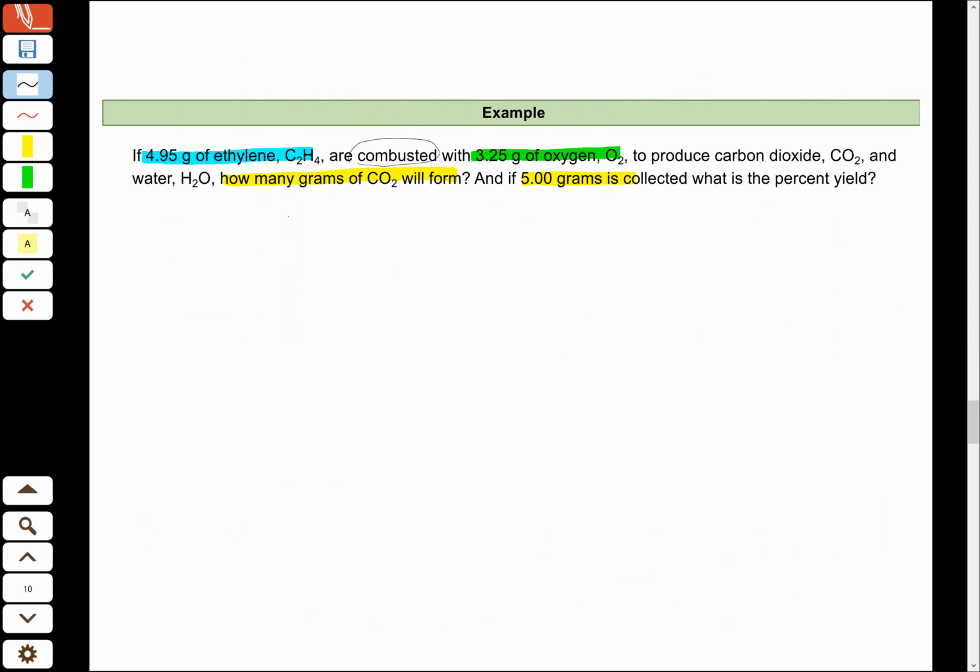So our starting materials are C2H4, that's ethylene, and oxygen. We know combustion reactions produce carbon dioxide and water, so my products are going to be CO2 plus H2O. Now that we have our chemical reaction, these are all going to be actually gases as well.